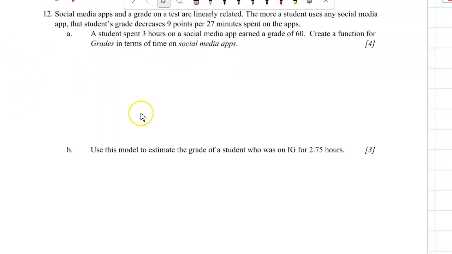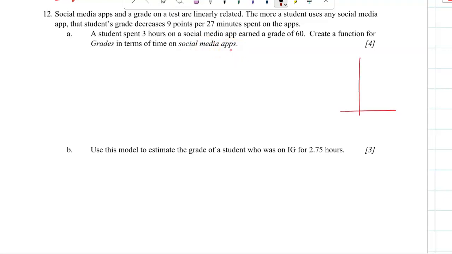So do the next one. Social media apps and a grade on tests are linearly related. Straight line. The more a student uses any social media app, the student's grade decreases 9 points per 27 minutes spent on the apps. A student who spent 3 hours on a social media app earned a grade of 60. Create a function for grades in terms of time on social media. Good question.